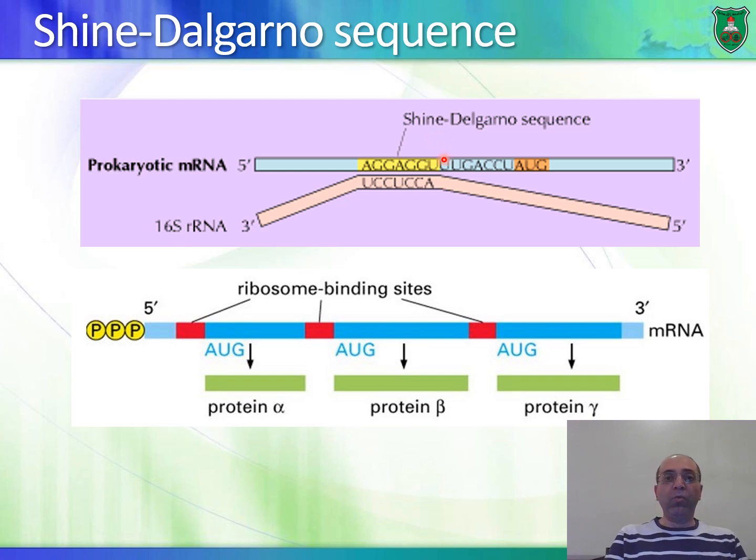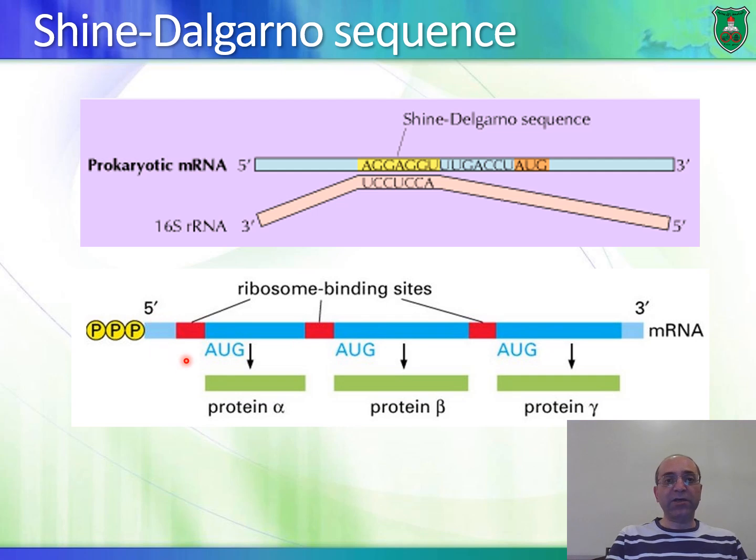Now, once you have association of the 16S ribosomal RNA, which is part of the small ribosomal subunit, then translation starts at the AUG that comes right after it. So if there is an AUG right here, it's not considered as the starting point for translation. Rather, it's the AUG that comes right after the Shine-Dalgarno sequence.